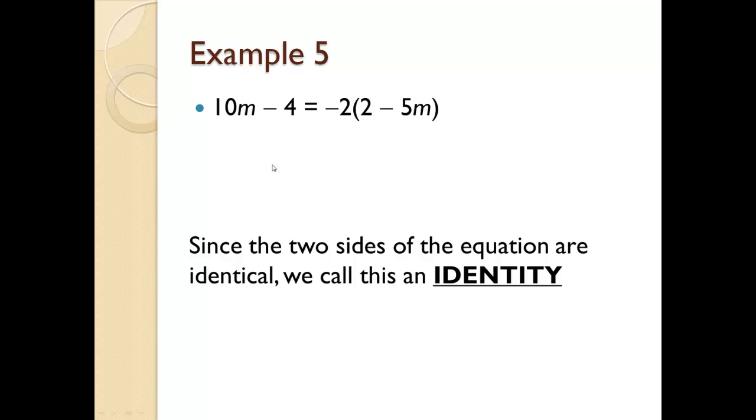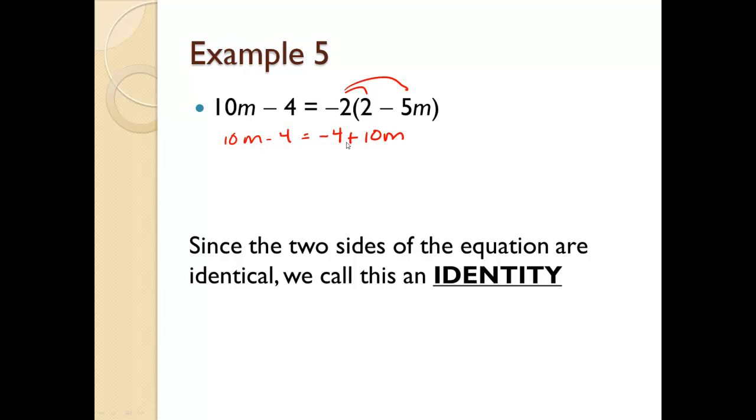Now the opposite of that would be this. Let's say I've got 10m minus 4 equals negative 2 times the quantity 2 minus 5m. Okay, you're going to end up with something that's identical on both sides, and if this is the case, then we call this an identity. Okay, so let's say we distribute it first, which you should do. You get 10m minus 4 equals negative 2 times 2 is negative 4. Negative 2 times negative 5 is positive 10m.